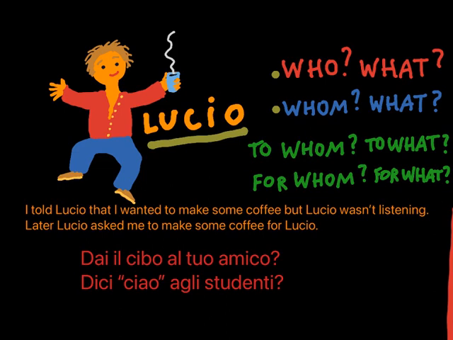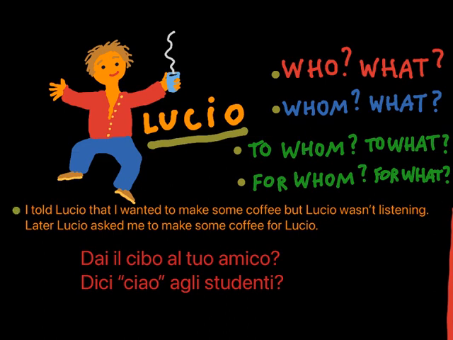But the indirect object is easier because it always answers to the question to whom, to what. For whom, for what. I made coffee for Lucho. I made coffee for him. I made some coffee for him. For whom, for what? Or to whom, to what? To him, to Lucho. Let's see the examples.